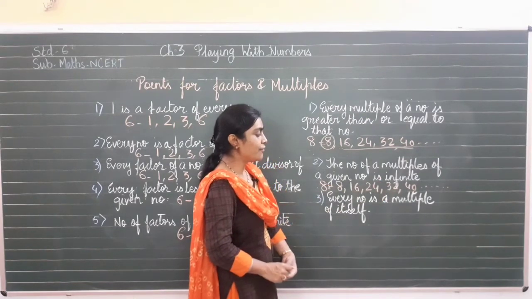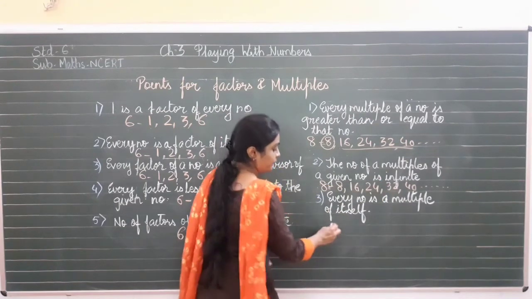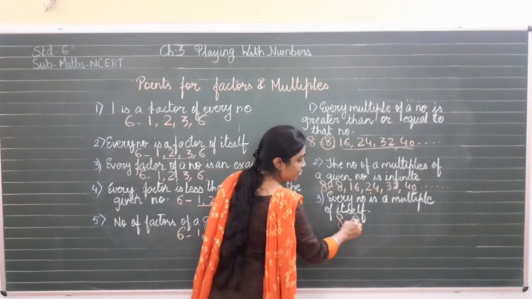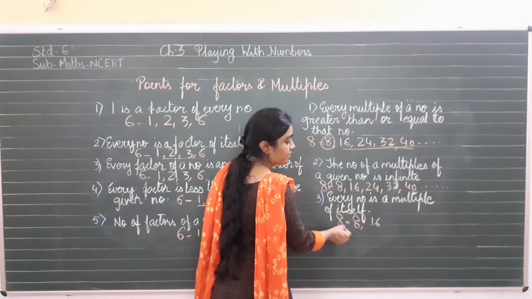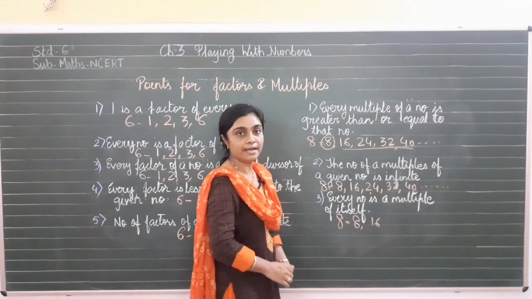Third point, every number is a multiple of itself. Now 8, we will start with 8 ones are 8, 8 twos are 16. So every number will be a multiple of itself, that is, the given number.